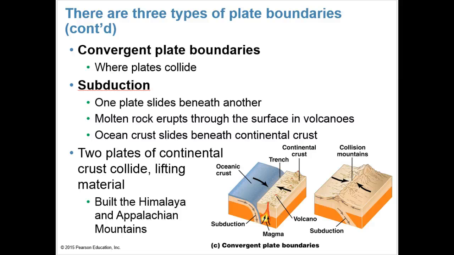The third kind are called convergent plates, and this is where the plates collide. So, one thing that can happen when plates collide is subduction, where one plate slides beneath the other, and molten rock erupts through the surface in volcanoes, and the ocean crust slides beneath the continental crust. Two plates of continental crust collide and then lift material. And this is the type of process that has built some of Earth's features, such as the Himalaya and the Appalachian Mountains.